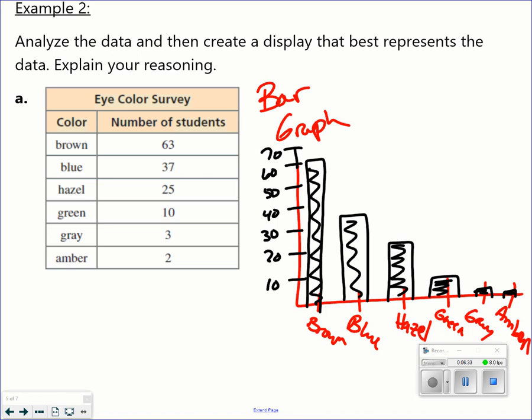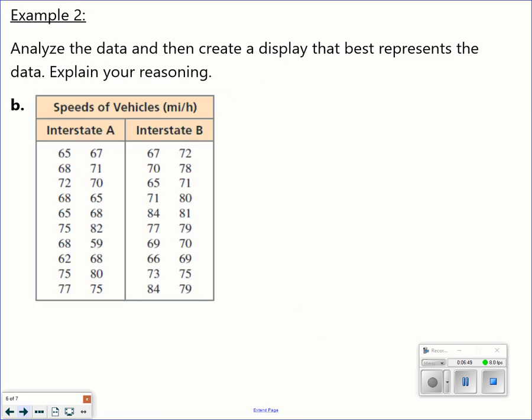Now, you could have other reasons. If you said these are all the people and you want to break it down into percentages, so the percentage of brown, the percentage of blue, the hazel, you could actually make this probably into a circle graph. But I think bar graph is probably the best way to go on this particular question.